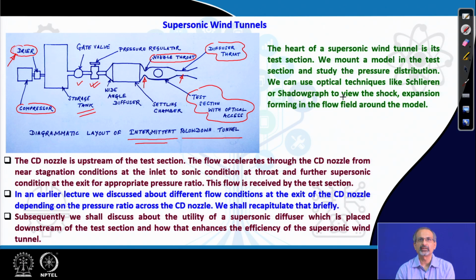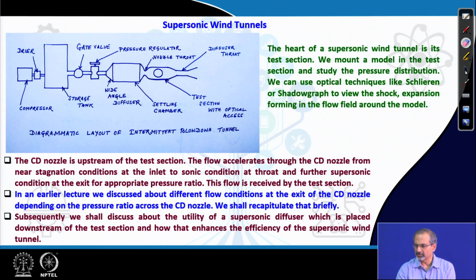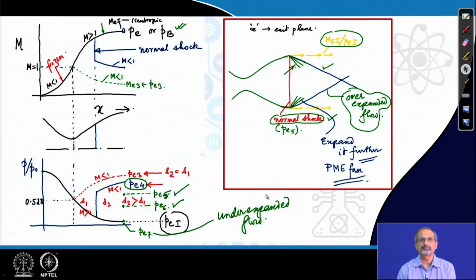Obviously, the heart of the supersonic wind tunnel is its test section, because we are interested to mount models in that section, make pressure measurements, other measurements, also apply optical techniques like Schlieren and shadowgraph flow visualization to view the shocks, expansions forming in the flow around the model. And we also have the supersonic diffuser downstream, which we are very interested to know more about. We will discuss all this in the next lecture.